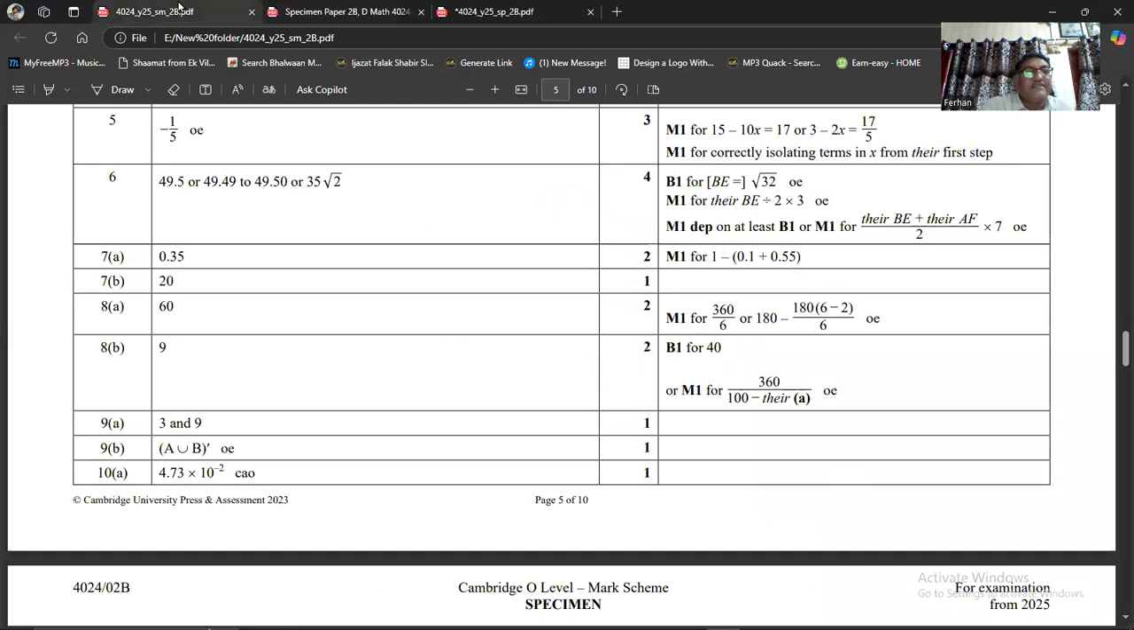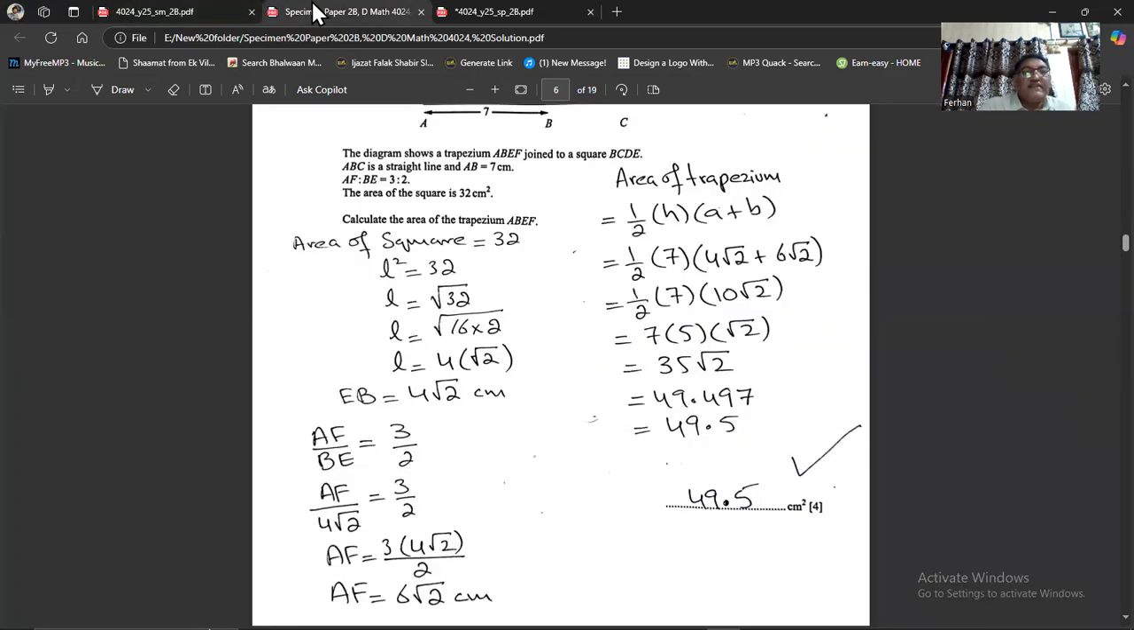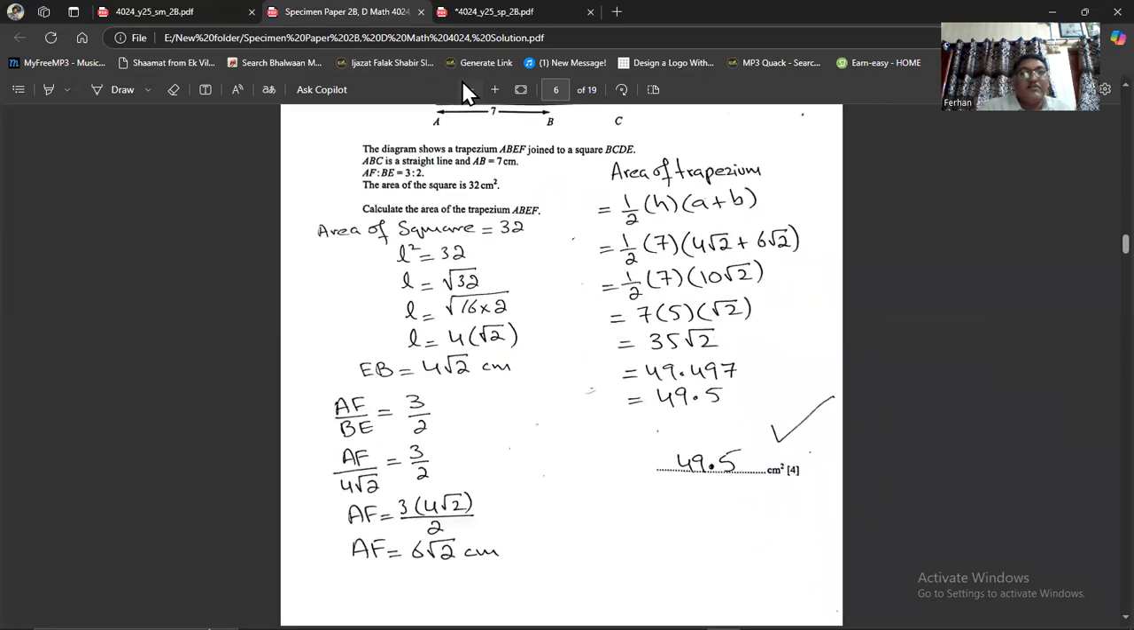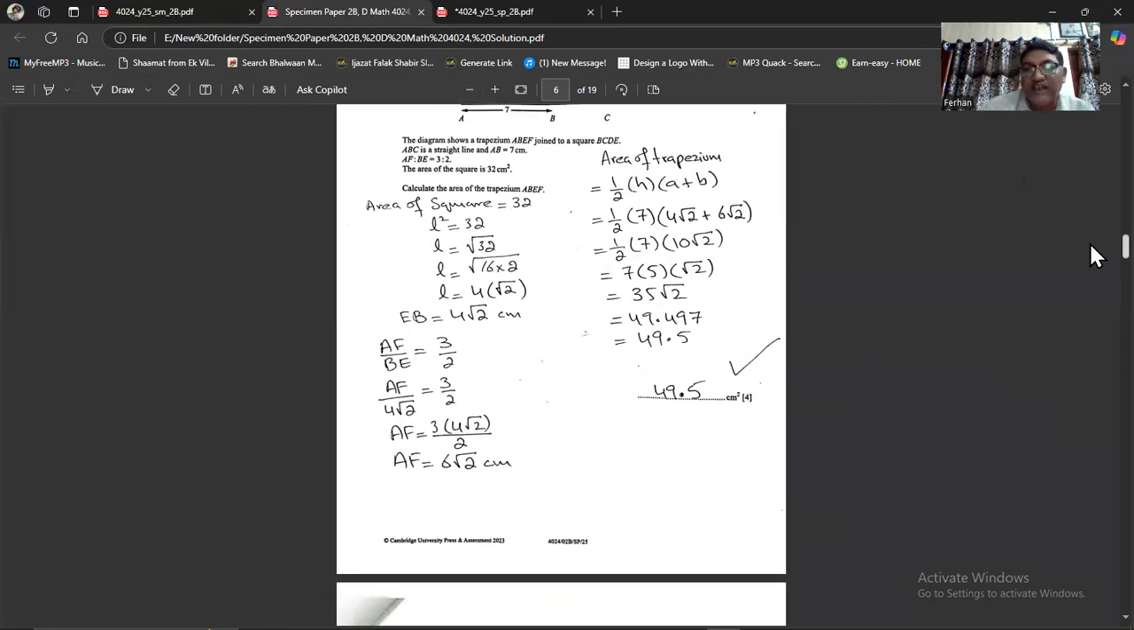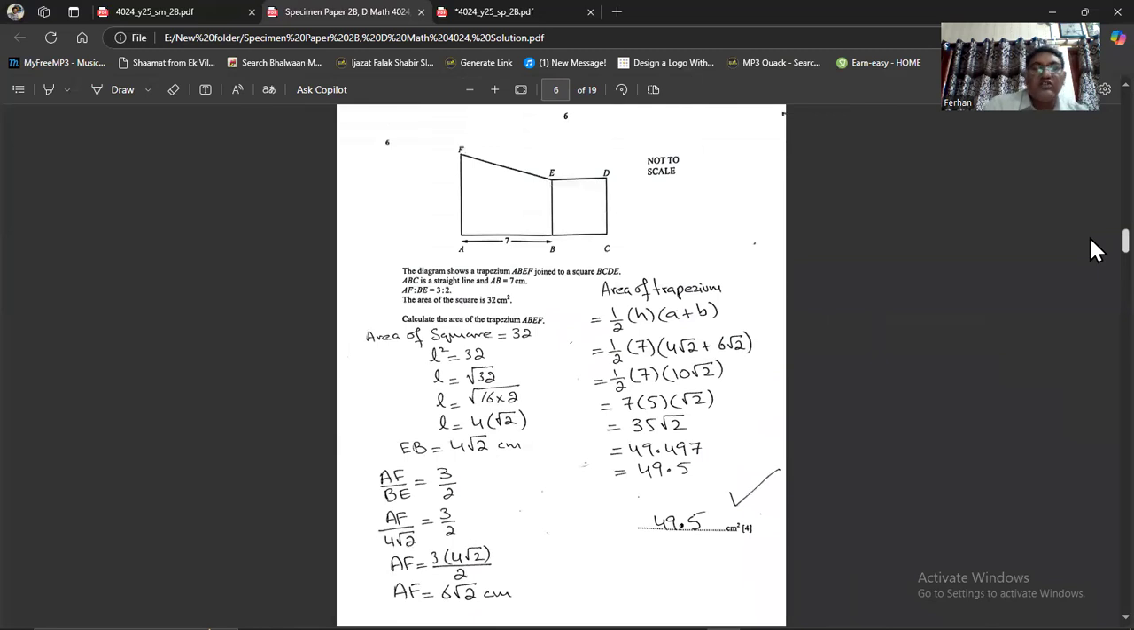49.5 is the right answer, sir. You can see that this is how this is done. Let me reduce the size so you can see the question and the solution together. So this is how this is done. You can pause the video if you want more time with this solution.